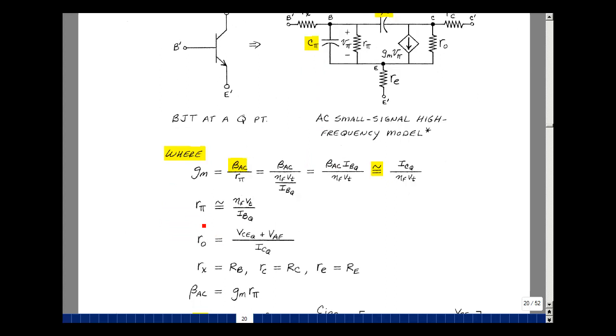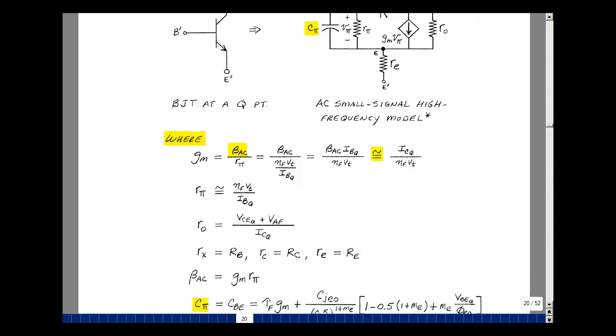Of course, we've had that rπ is approximately beta F V sub T over I sub B. r0 we could calculate using the early voltage as the collector emitter voltage at the Q point plus VAF over I sub CQ, or just approximate it with these two terms. The value of R sub X is our R sub B in our SPICE model, R sub C, the uppercase R sub C, and R sub E, the uppercase R sub E. Of course, from over here, we have that beta AC is gm rπ. So if you know beta AC and you know gm, you can find rπ or any combination of those two.